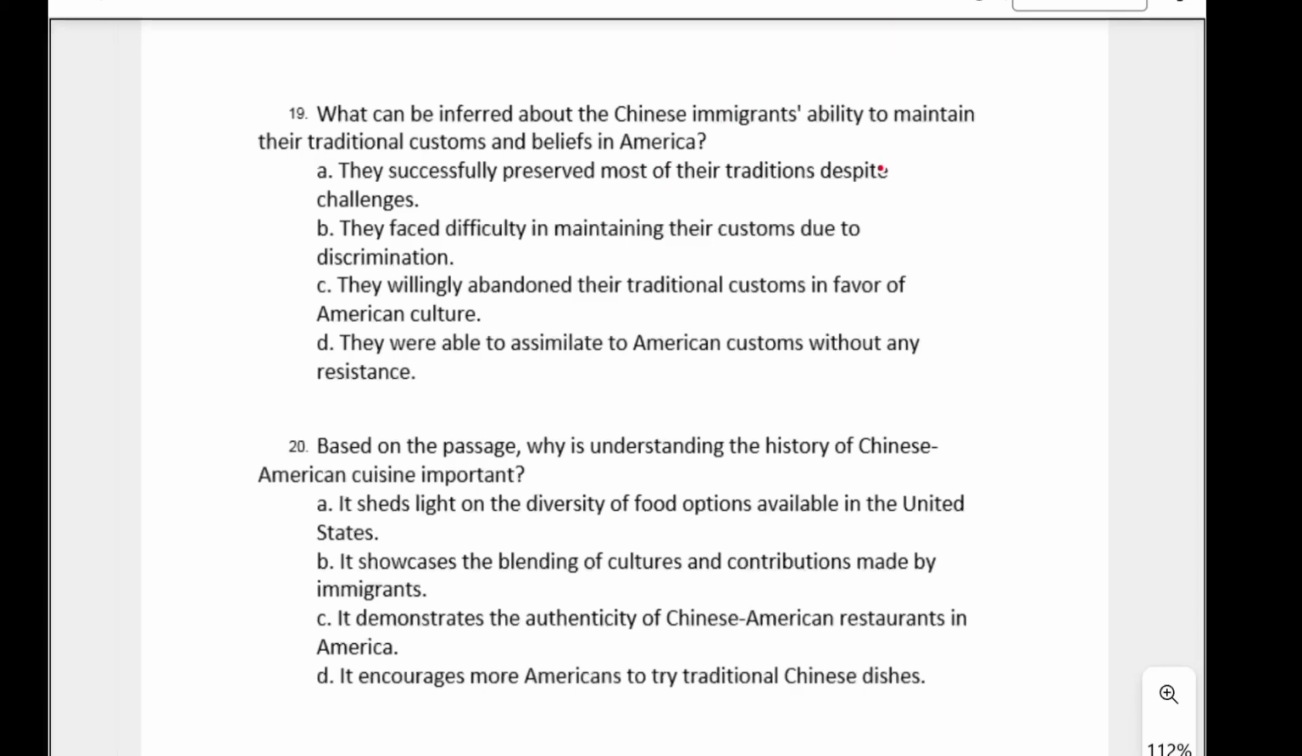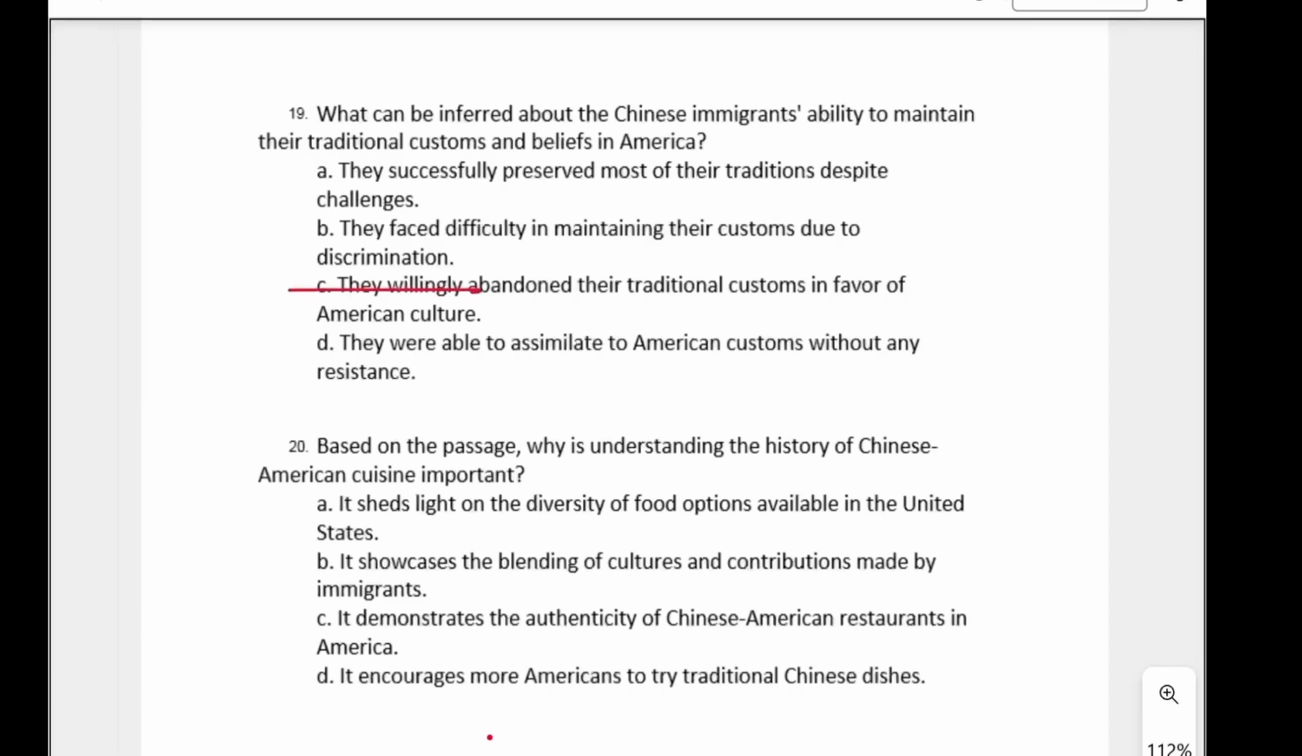Now, for question 19, what can be inferred about Chinese immigrants' ability to maintain their traditional customs and beliefs in America? Make sure that you know that the text says nowhere that they willingly abandoned their traditional customs, because we established in the previous questions that it was because of racism and xenophobia. Maybe some Chinese Americans did want to abandon it, but this was largely due to discrimination. So we can cross out C.